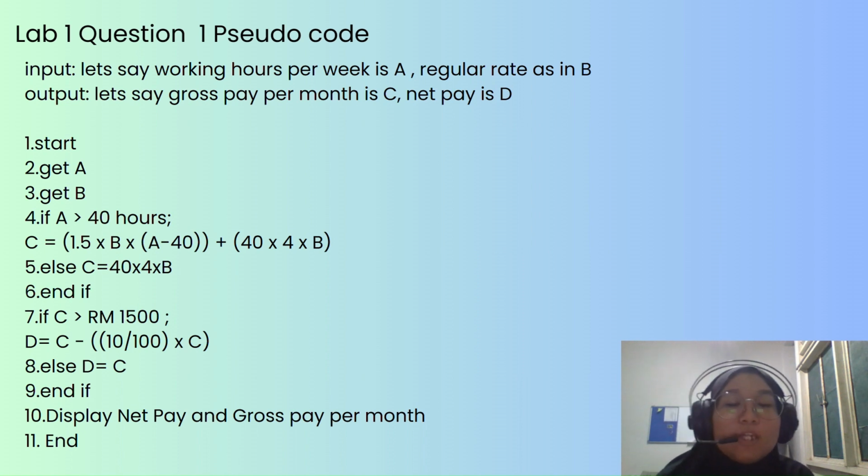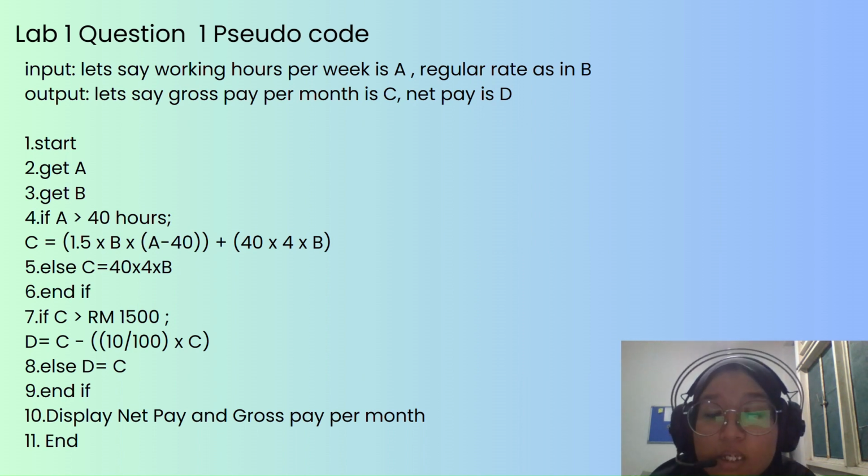So what is 40 times 4 times B? 40 is the total hour per week, times 4, which is we have 4 weeks in a month because it says gross pay per month, and B is the regular rate. Else, C is equals to 40 times 4 times B. This is the regular calculation without adding the extra time rate, which is 1.5. So we'll end the if.